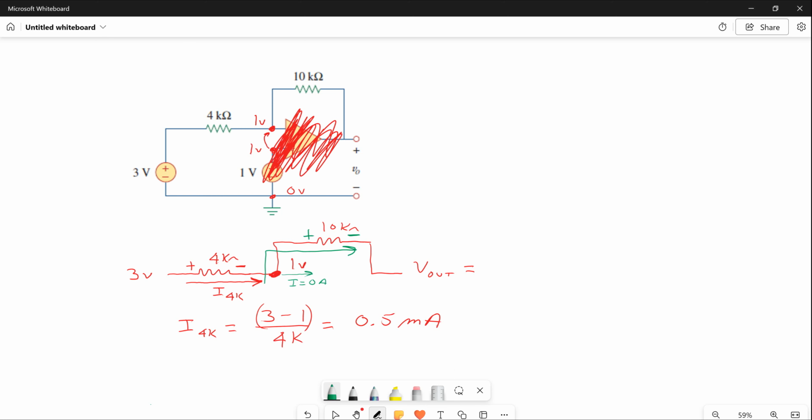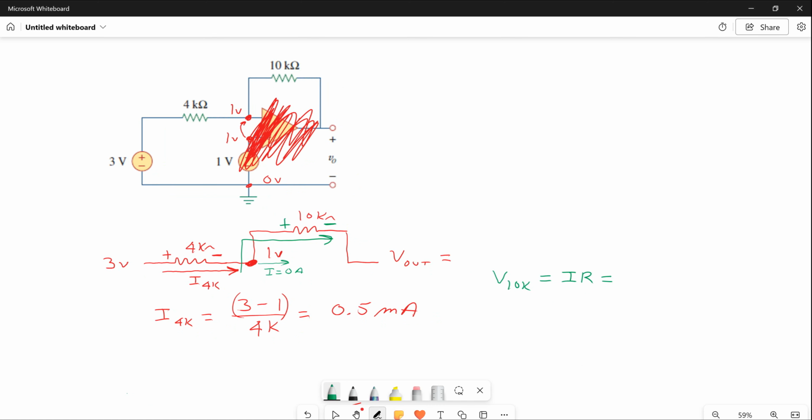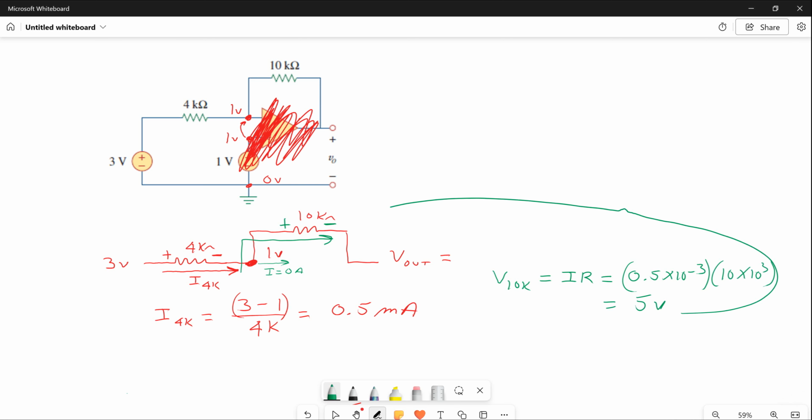So the voltage across the 10K ohm resistor is equal to the current through it times the value of resistance. The current through it is 0.5 milliamps, and you take that times your 10K. You make a calculation there, and you get 5 volts. That 5 volts is the voltage across that 10K resistor. But look, it's a drop. You're going from more positive on the left to negative on the right.